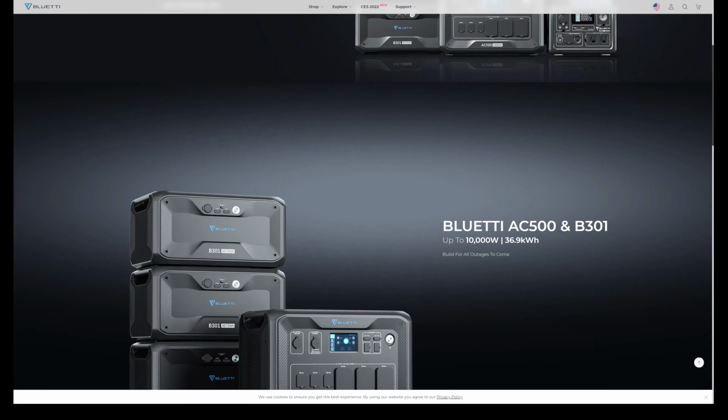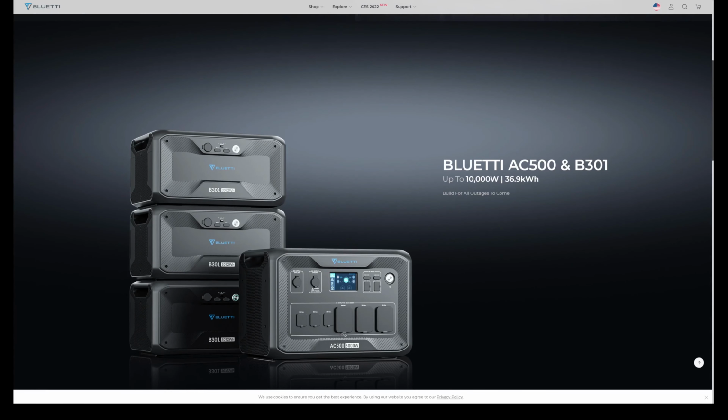So first off, what we have here is the Bluetti AC500 and the B301, which seems like a whole stack of batteries. You have up to 36.9 kilowatt hours stored, up to 10,000 watts. So it's a nice battery system. In fact, something like this I would be interested in for my little shed area, where it doesn't have power, and maybe hooking up some solar panels would be a good option. There's not a lot of crucial stuff in there. It's away from everything else, not that close to the house.